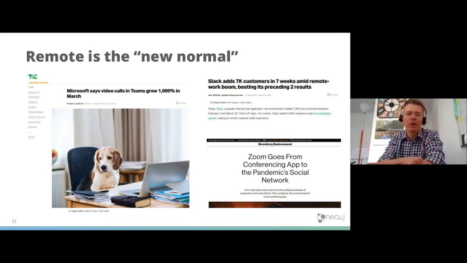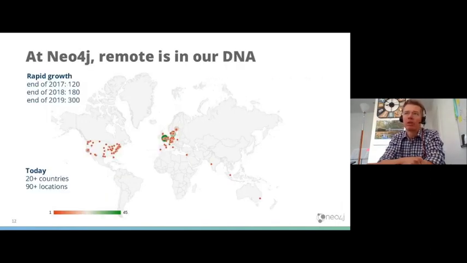But for Neo4j, I would say that remote work is in our DNA. If you look at where we're based as a company, we're in over 20 countries today, and have been for quite some time, and in more than 90 different locations. Some of these countries, especially the U.S., have a pretty big spread of people, but the same is true in Europe. People are not typically located in one office.